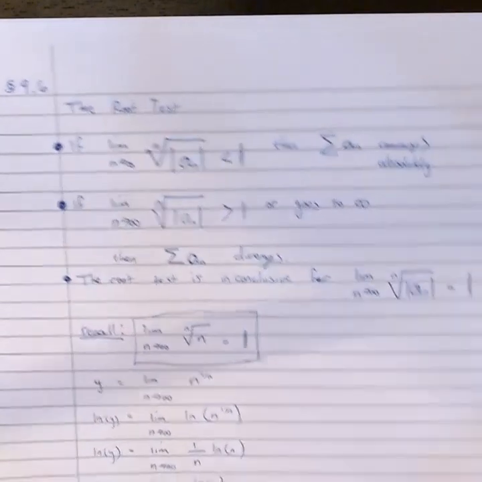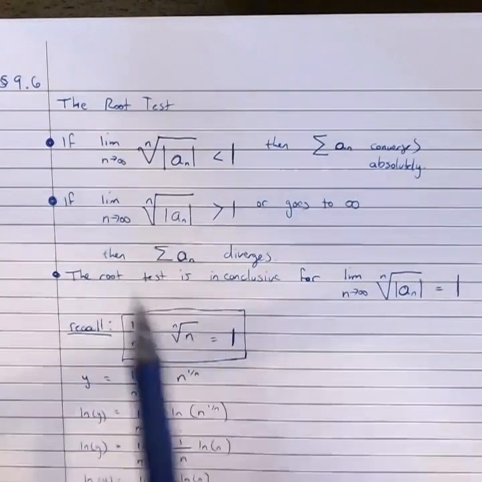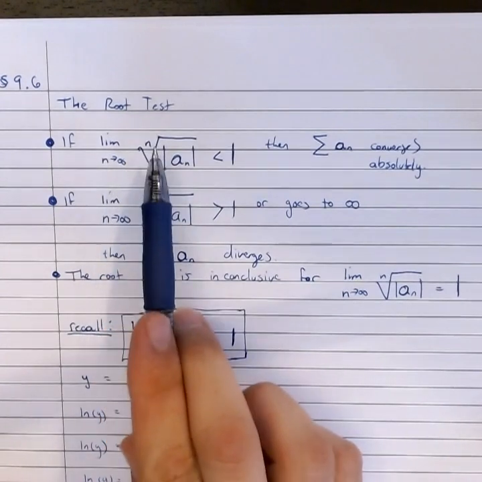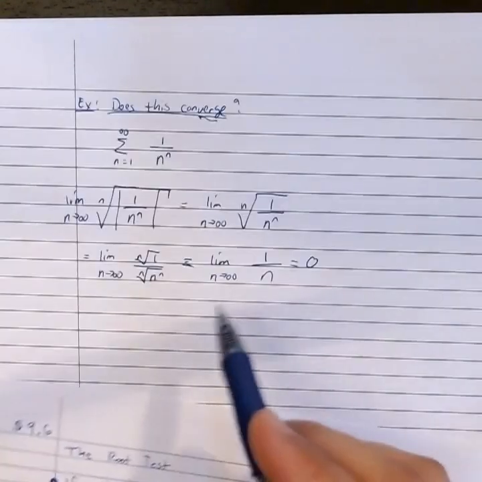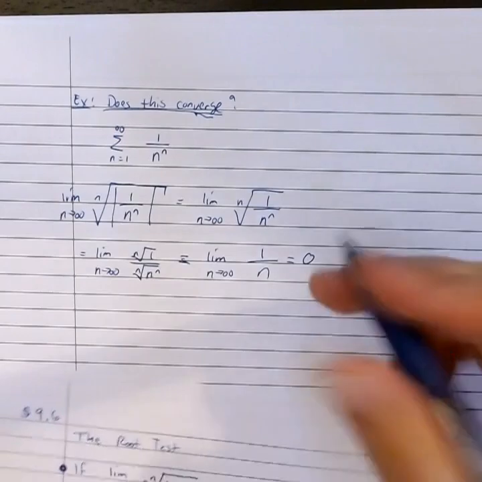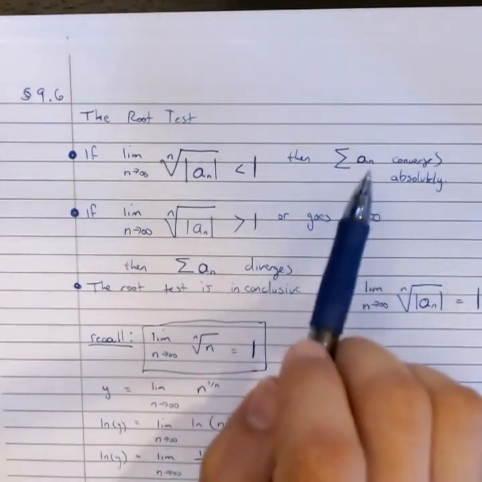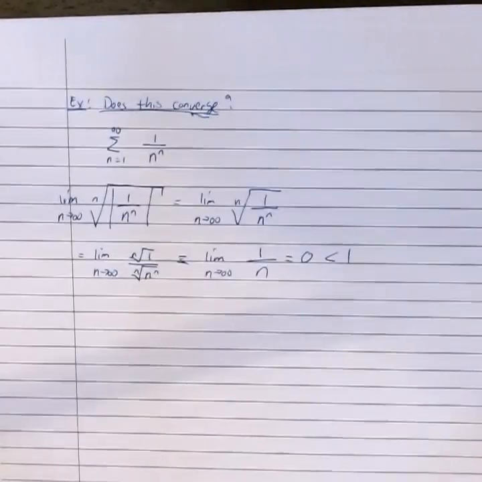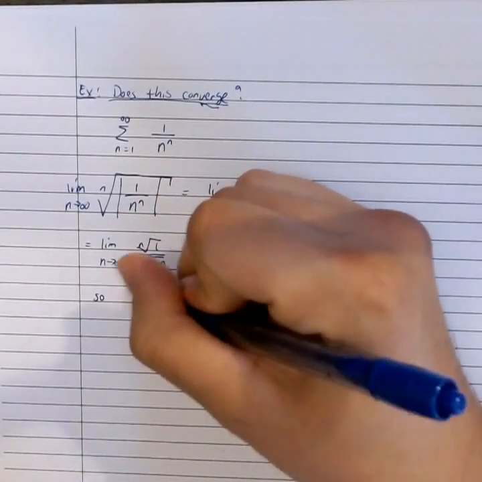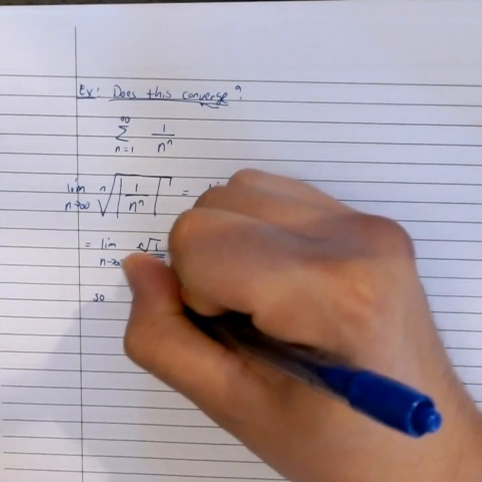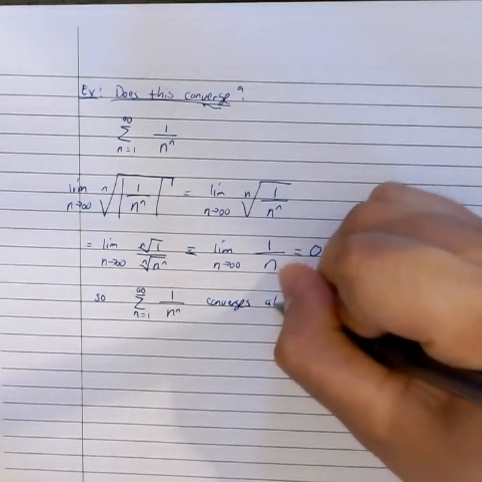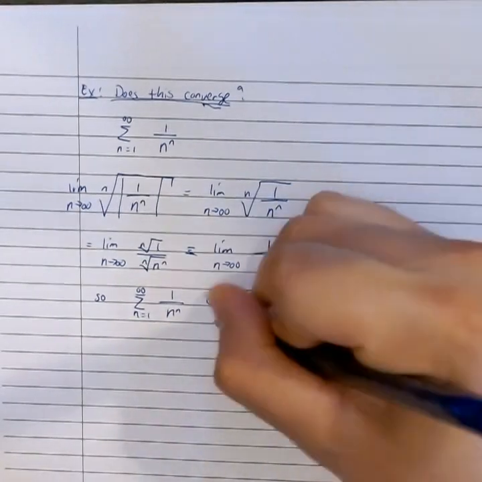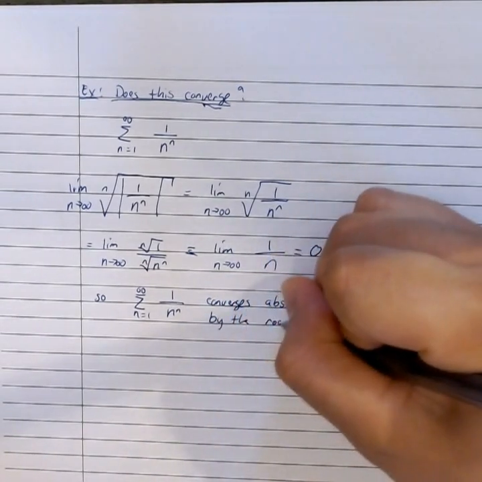Because notice, let's see here. Notice that I have the limit as n approaches infinity of the nth root of the absolute value of a sub n is less than 1. I mean, it's 0. 0 is less than 1. So here, because that's less than 1, then we know conclusively that our series will converge. And not only do we know it converges absolutely. That means the sum, as n goes from 1 to infinity, of 1 over n to the n, converges absolutely by the root test.